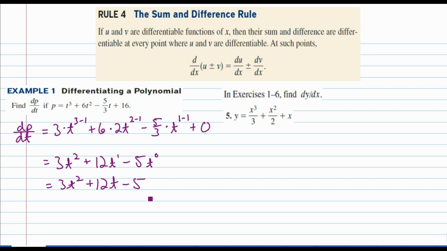Now you will get very good at being able to do this in one step, but for the purpose of notes, I'm going to show you every single little detail so you understand how I'm using the rules. Number 5, the now try problem.